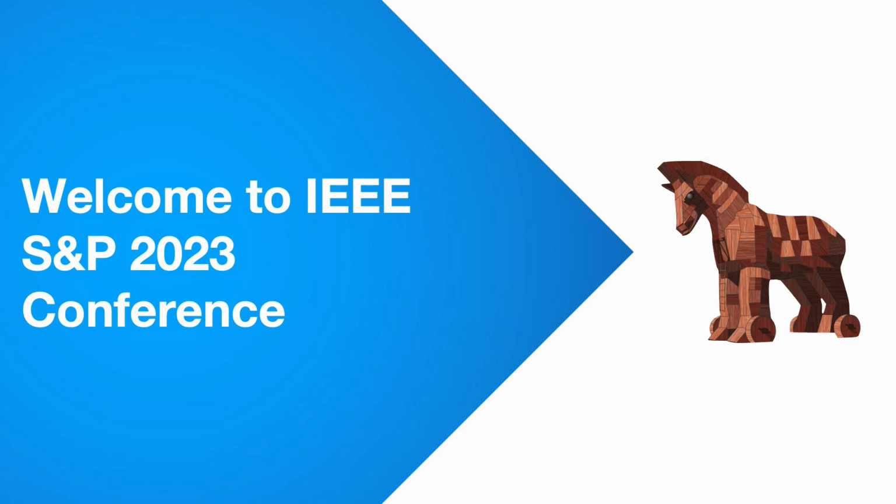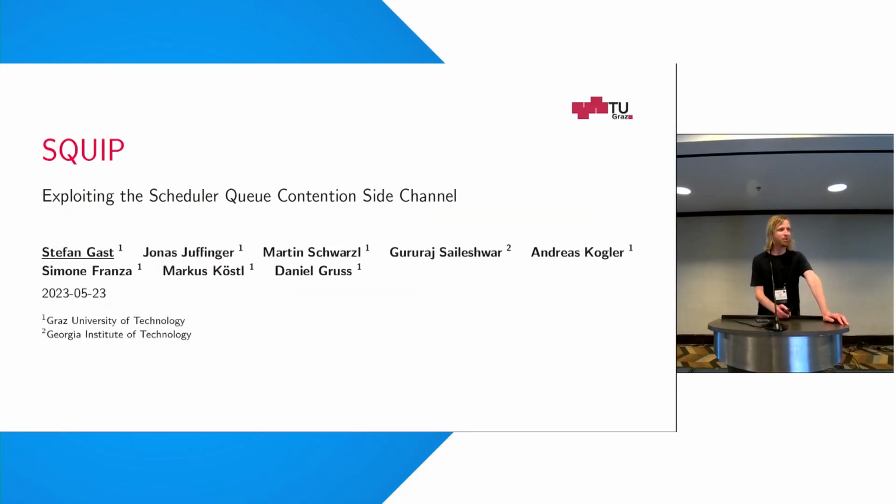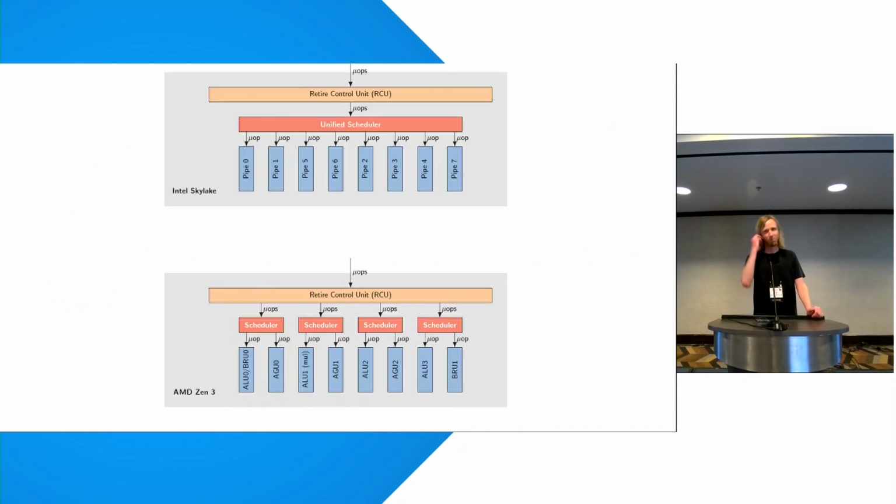My name is Stefan, and I will talk about SQUIP: exploiting the scheduler queue contention side channel. Collaborative work with all the nice people here that are written on the slide. What is all this about?